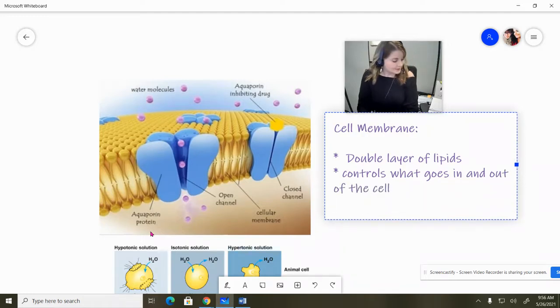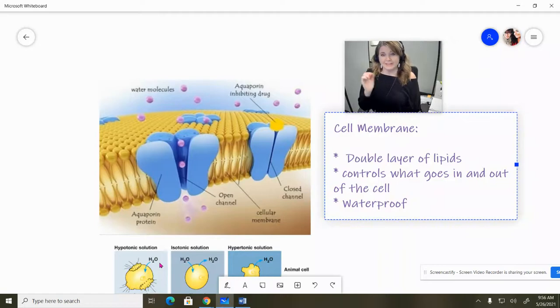It's also waterproof. So it keeps you protected from the external environment where you're exposed to water and stuff like that, because it keeps the integrity of your cells. You stay together in one piece.